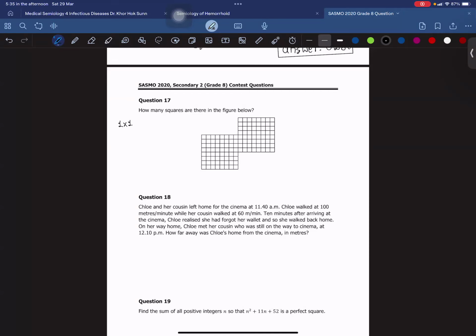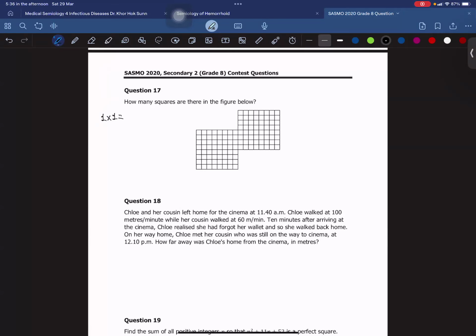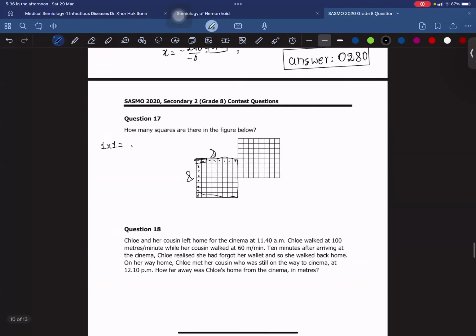Okay, since it's time, I'm gonna solve it for you guys. At first we need to count the squares, that is 1 times 1: 1 2 3 4 5 6 7 8. So it's 8 right here and 8 right here. So in this we're gonna have 8 times 8, which is 8 squared.